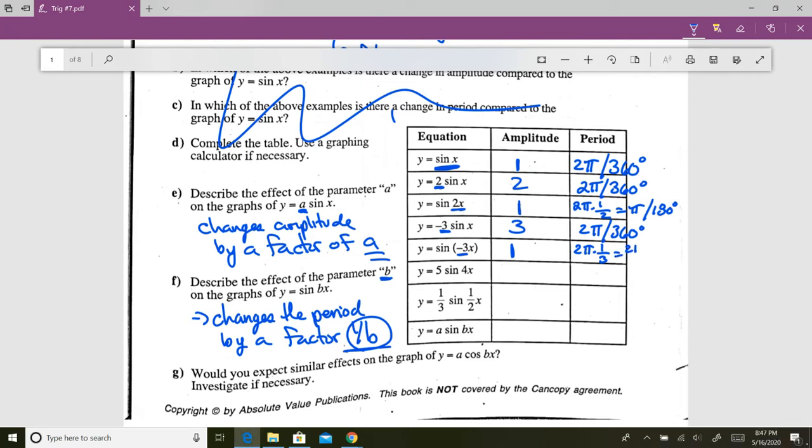So I get 2 pi over 3, which hopefully you remember pi over 3 is 60 degrees, times 2 of them, which is 120 degrees.